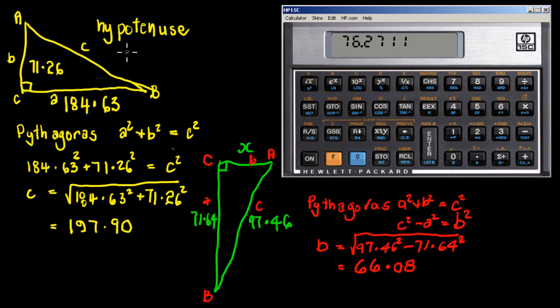But hang on, we don't want to know what c squared is, we want to know what c is. So we take the square root of it. So c equals the square root of 184.63 squared plus 71.26 squared. So let's go to the old 15C and let's see what that has to say about that.